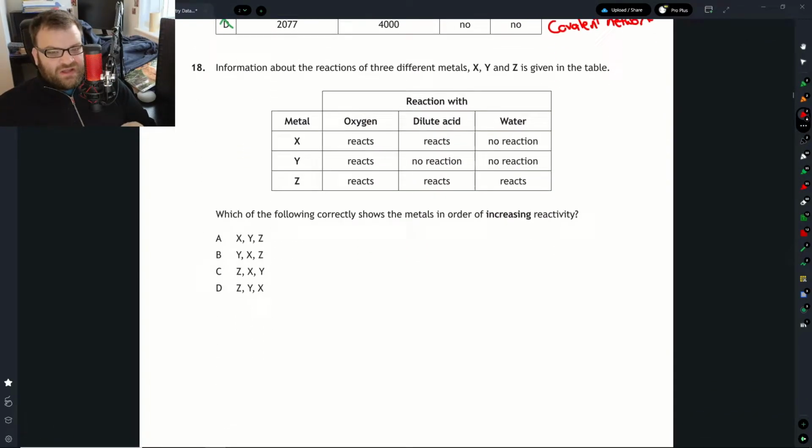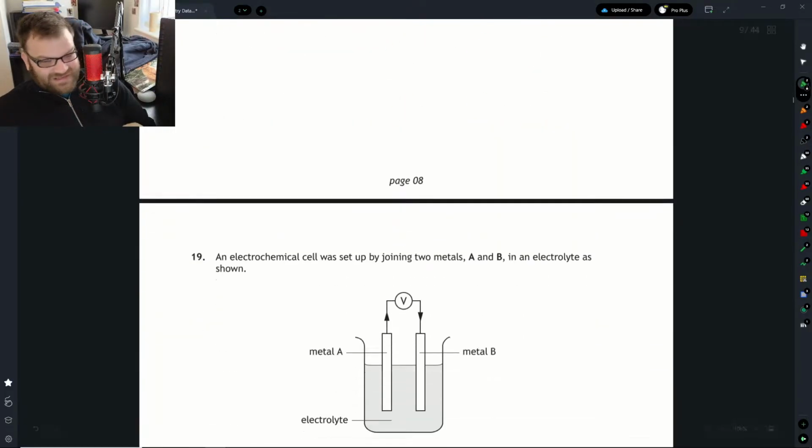Here we're talking about reaction of metals in increasing reactivity. So this is from low to high. Look what we've got. Well, Z reacts with everything. That would be my most reactive element. X and Y both don't react with water, but Y does. X reacts with oxygen and acid. I'm going to put that as my middle reactivity. And Y is the least reactive because it reacts with the least amount of stuff. That's oversimplifying it, but that would give me B as the correct answer.